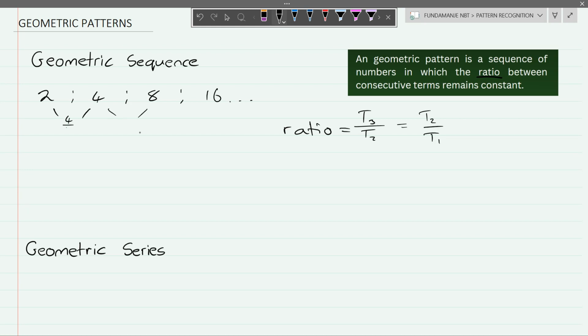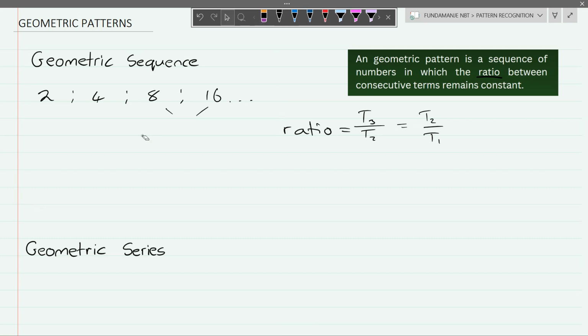So if we say 4 divided by 2, we get 2. 8 divided by 4, we get 2. 16 divided by 8, we get 2. Therefore, the common ratio is 2 for this example.